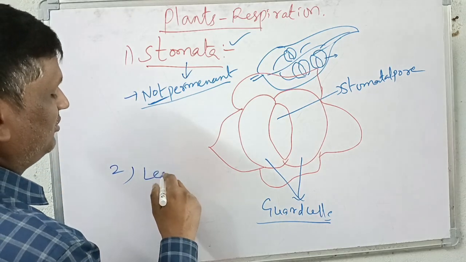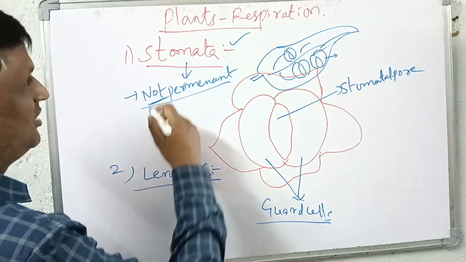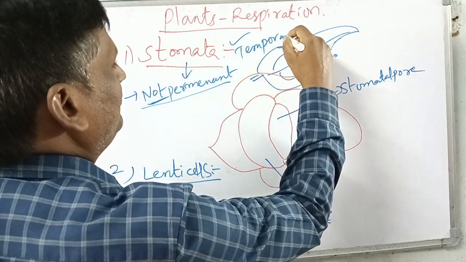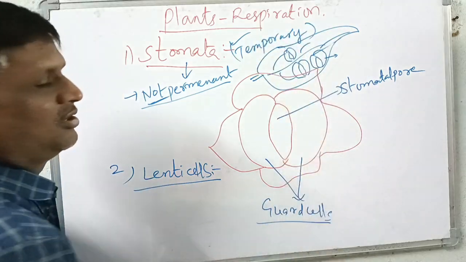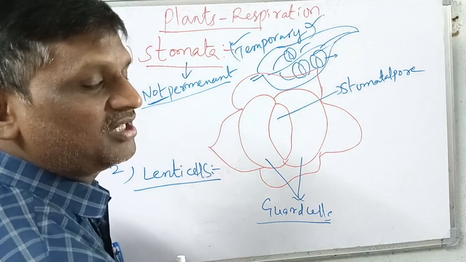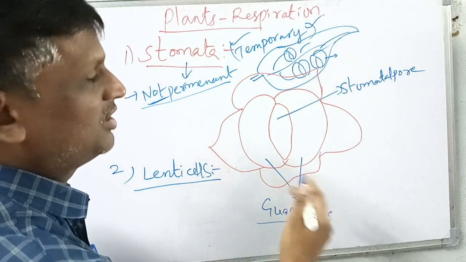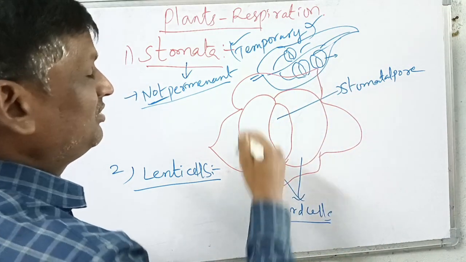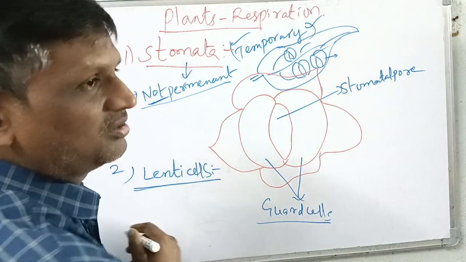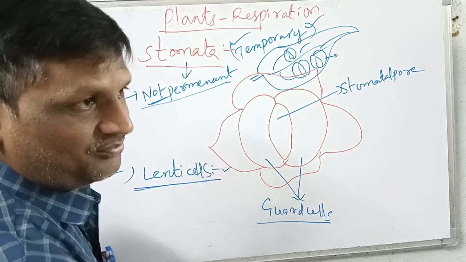Plants also can respire through the lenticels. These lenticels are permanent cells. Then stomata present in the leaves are temporary. We can also say that stomata are temporarily present in the leaves. Suppose if the leaf is healthy, then the leaf consists of stomata. The stomata continuously open and close during the day and night, so that gases exchange takes place. But if the leaves are shut off, when the leaves are not present on the plant, then the plant can also respire through the lenticels.